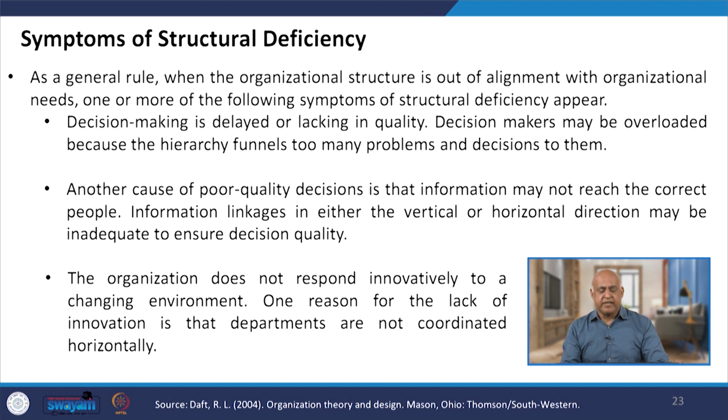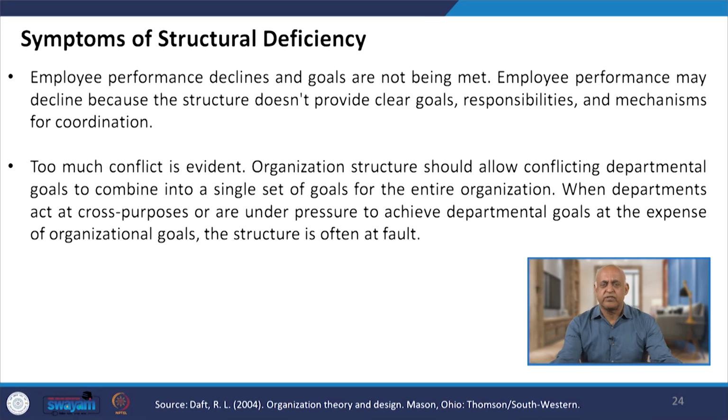The organization does not respond innovatively to a changing environment, and one reason for this lack of innovation is that departments are not coordinated horizontally. Employee performance declines and goals are not being met, so a corrective action is required. If there is too much conflict, then definitely it will be very difficult to solve the problem. So, the organization should allow the conflicting departmental goals to combine into a single set of goals for the entire organization. Whenever departments act at cross purposes, under pressure to achieve the department's goals at the expense of the organizational goals, the structure is often at fault.